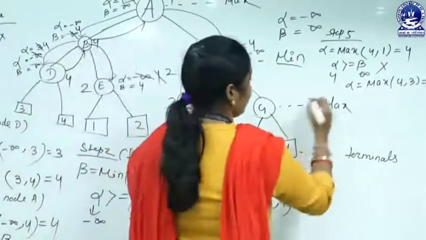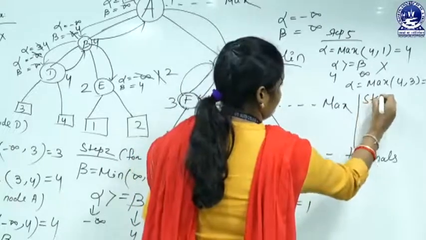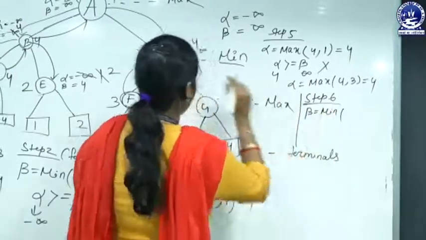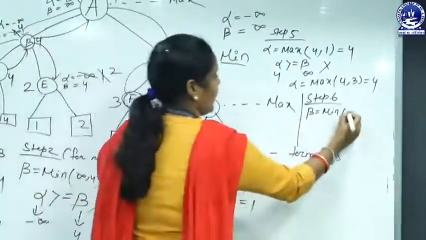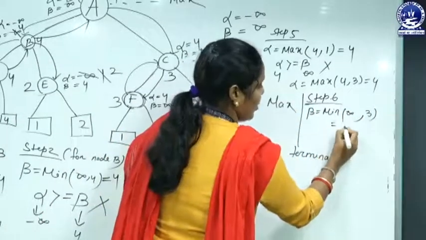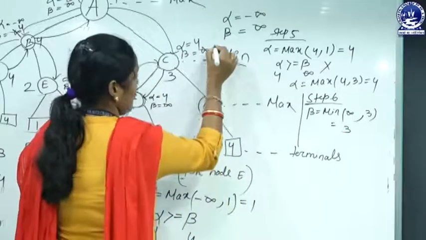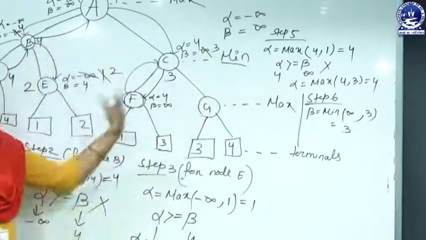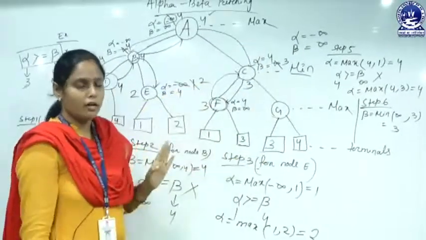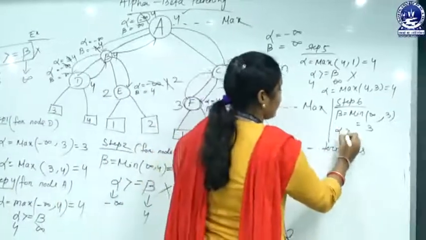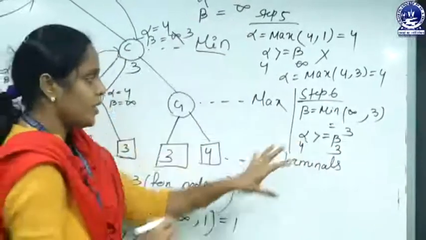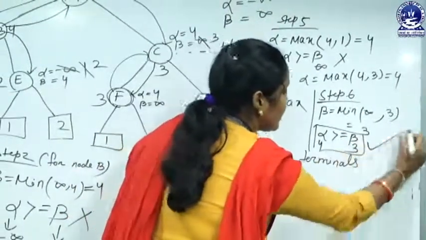That means take step 6. At step 6, beta equal to min of initial value, which is infinity, then the node value 3, equal to 3. That means here beta value is updated to 3. After updating the beta value, again we check the condition, that is alpha greater than equal to beta. Now here alpha is 4 and beta is 3. That means this condition satisfied.